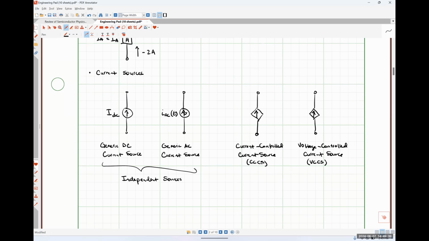In a current controlled current source, we're going to have a scaling factor of K. This time our units are going to be amps per amp, or unitless. And then we are going to have a controlling current of Ix. And then for our voltage controlled current source, our scaling factor, I'm going to give it a symbol of lowercase g, and it will have units of amps per volt. And then our controlling voltage will be given the symbol of Vx.